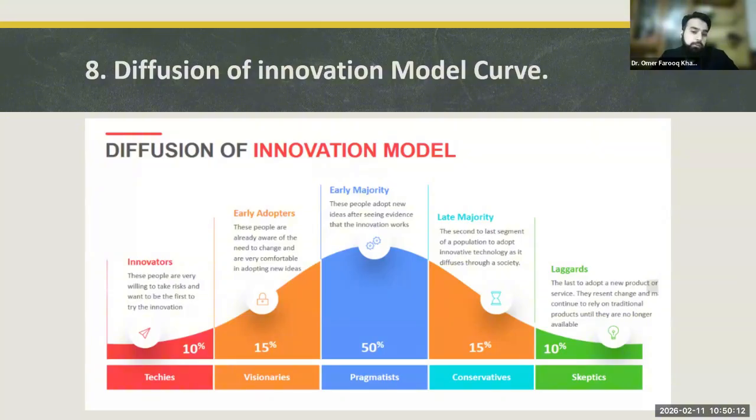Then there are early adopters. They are around 15%. So these early adopters are visionaries. Then there are the early majority and late majority. The pragmatists, which are around 50%, then conservatives, which are around 15%, and then skeptics, which are around 10%. And these are also called laggards because they lag behind everyone. They are so skeptical of the change, so skeptical of new things, that they lag behind everyone in accepting new innovations or new changes.